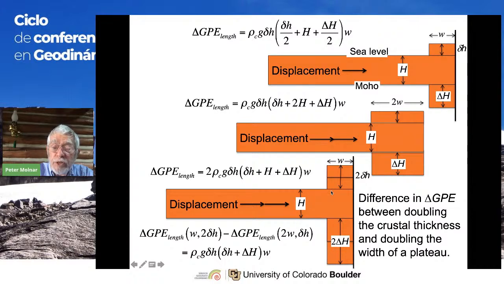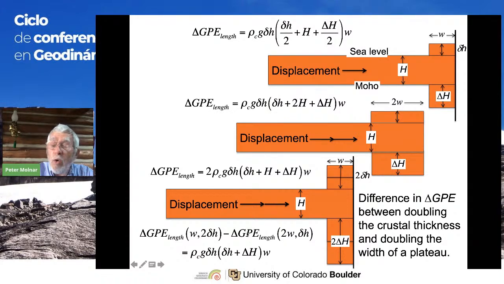W2 delta H is this one. 2W small delta H is this one. Subtract those two and you wind up with this amount. There is more potential energy per unit area, per unit length coming out of the screen, stored in this case than in this case, even though you've shortened the crust the same amount.